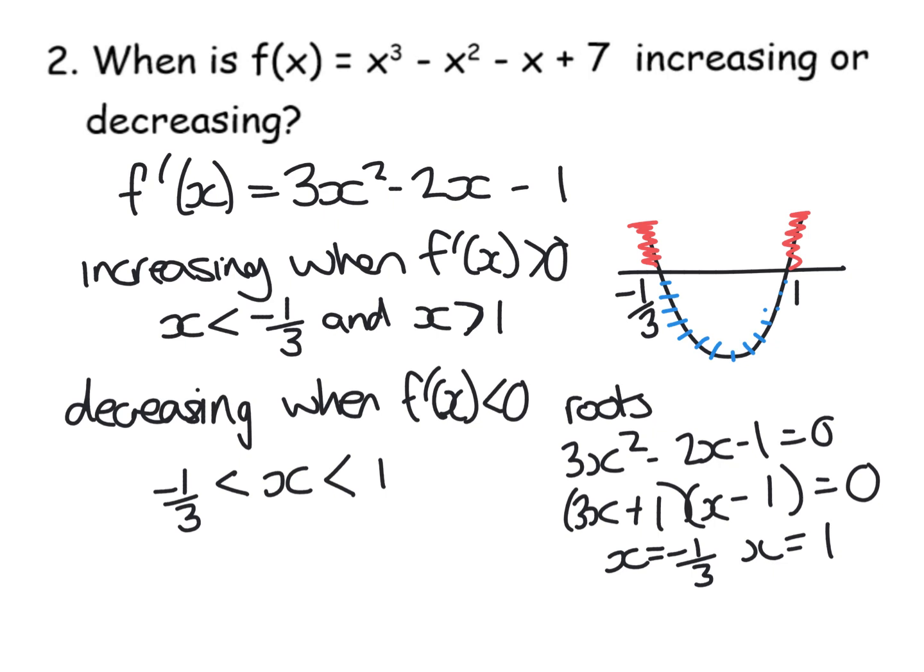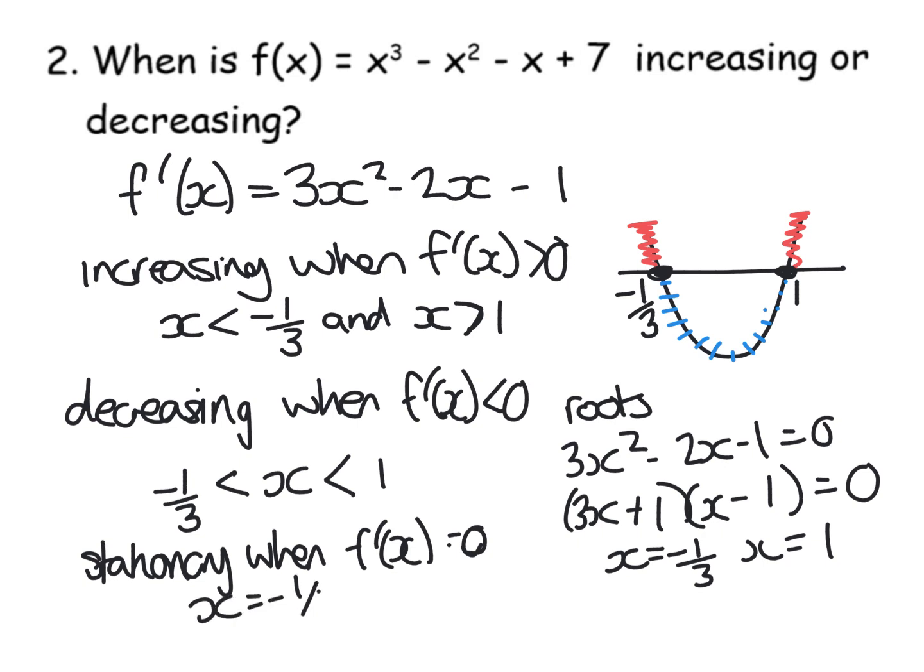And although it hasn't asked it, it would be stationary when f dashed x was equal to 0. And that would be here at your roots. So it's stationary when x equals minus 1/3 and x equals 1. And that's a lovely lead into the next lesson, which will be stationary points. But for now, that's what they're looking for. When is it increasing or decreasing?